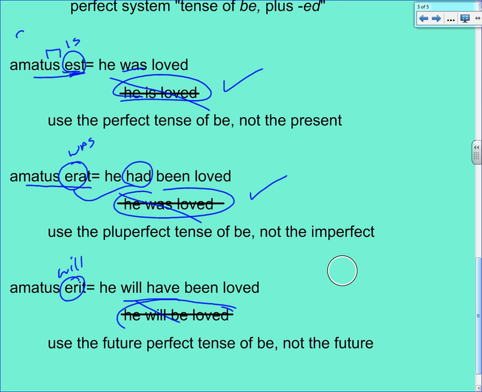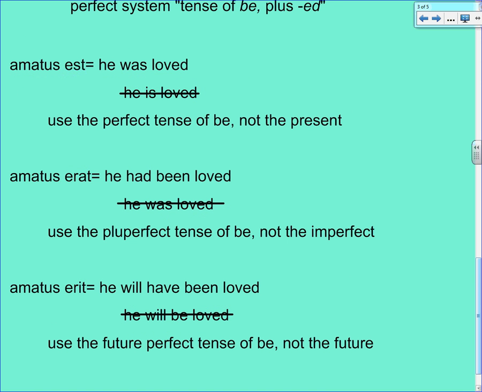So if I think of them as one word, it'll make it a lot easier. This is not going to be "is." No longer is it "is." It is a part of this word. This word is perfect. I've added est, so I've not changed the tense because this is perfect. I've not added a tense marker of any kind. It stays perfect, which means "was loved." Cannot make it present tense. It's perfect system.